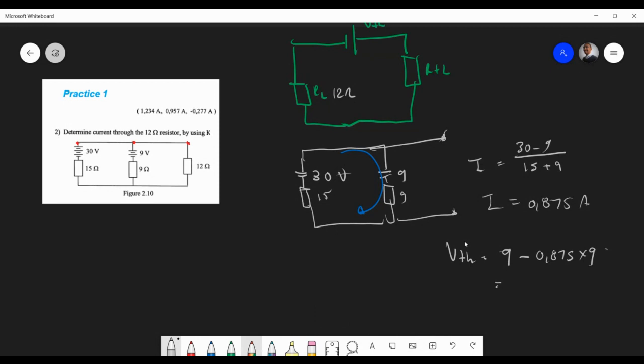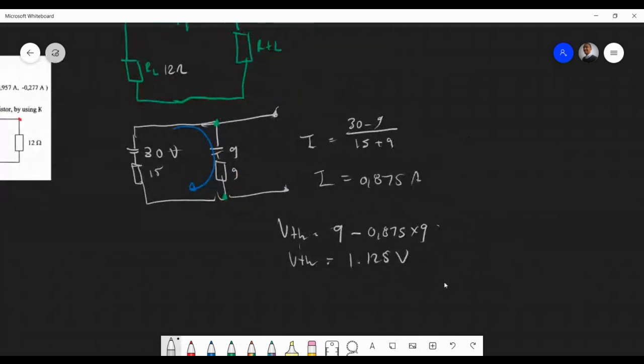So I'm looking at the voltage drop across here now, right? We have the 9, we've got current flowing there, and we have to subtract the voltage. So the voltage I get here is 1.125 volts. If I look at this branch over here, the red one, I'll make this a green branch and then the red branch, I should get the same voltage here. So it should be 30 minus 15 times 0.875, right?